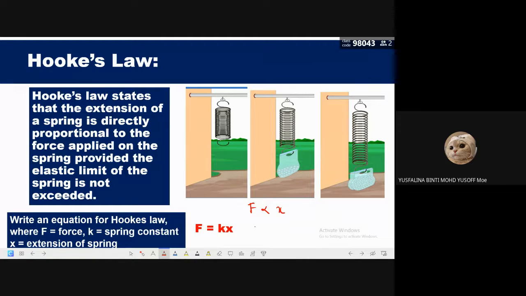So if you want to write it as an equation, you have to put the constant there, right? So we put the k here as the spring constant. And I already told you the spring constant is actually equal to the stiffness of the spring. So the higher the spring constant, the higher the stiffness of the spring.